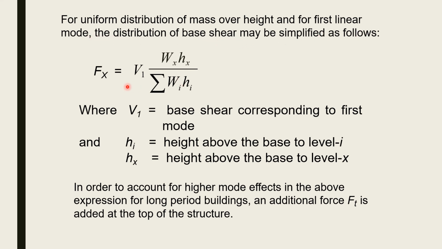That is the formula. V is the base shear calculated depending upon the formula V equal to Cs W. And the base shear for any story depends on the weight of that story, the height of that story, and the total cumulative sum of weight and height of all stories. Hi is the height above the base to the level x. These terminologies will be cleared in the example. In order to account for higher mode effects in the above expression for long period buildings, an additional force Ft is added at the top of the structure.